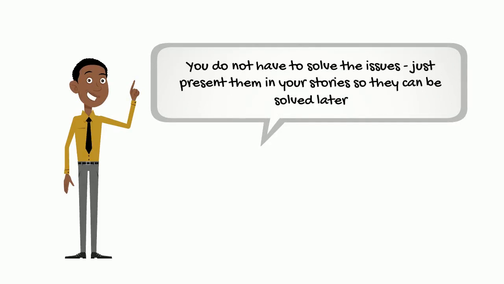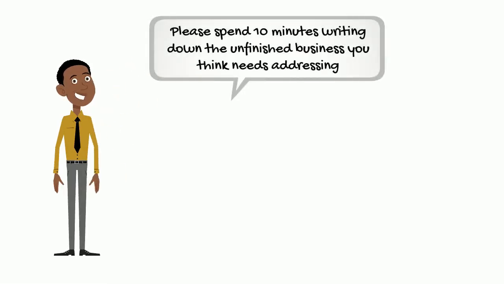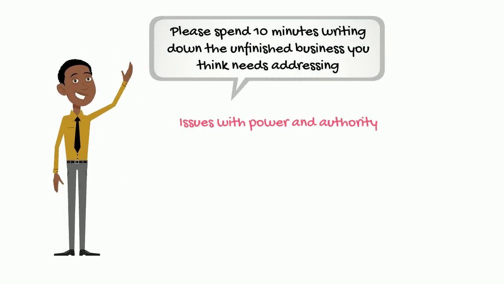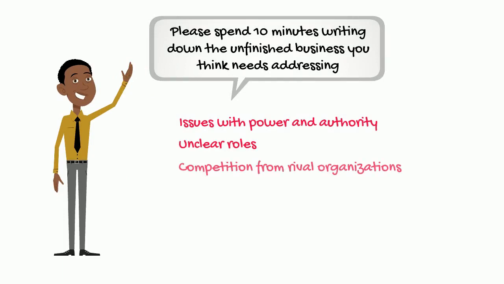Tell them they do not have to solve the issues, just present them in their stories so they can be solved later. Before they start on their stories, have the group spend 10 minutes writing down the unfinished business they think needs addressing. For example, there might be issues with power and authority, unclear roles, competition from rival organisations, or conflicts that people are unwilling to resolve.